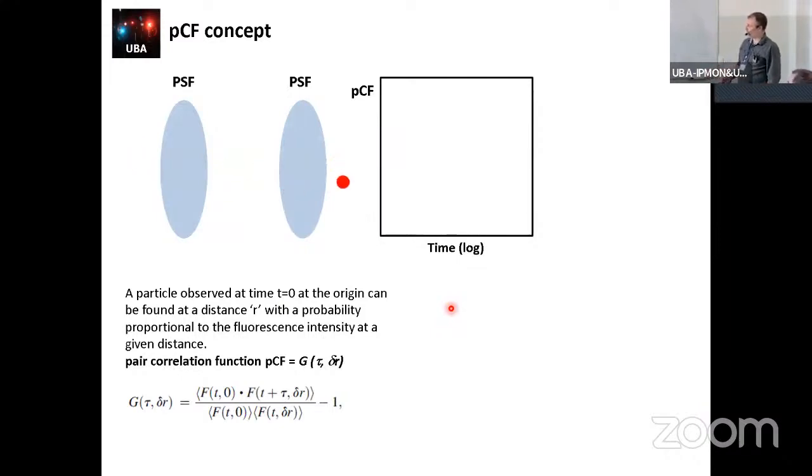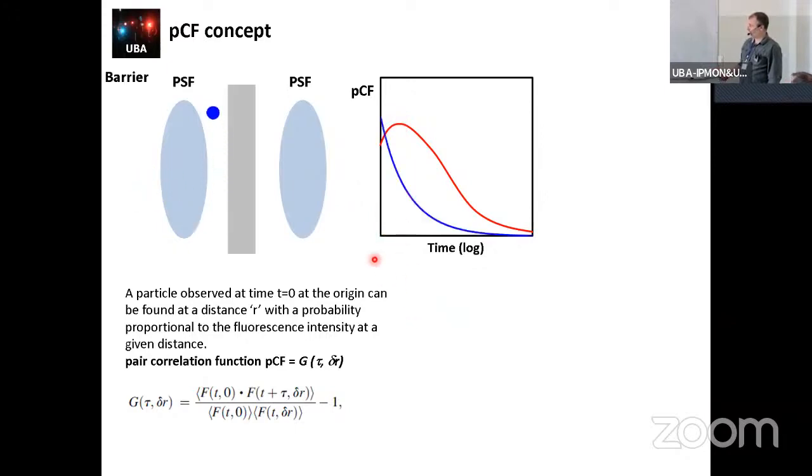We have a molecule, and the molecule goes from one point to another. If it takes some time, the maximum will appear in the time scale at some point here. If there is a barrier, the molecule will never get there, and there will be a very sharp decay, because there is no possibility to get to the other side, to the other point where we are taking the image.